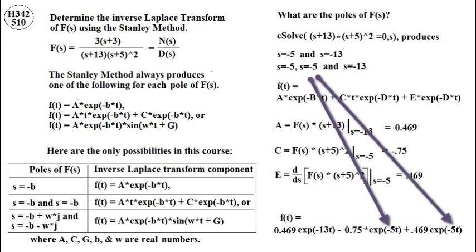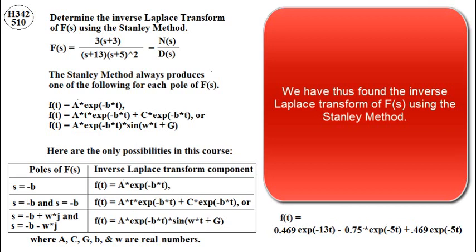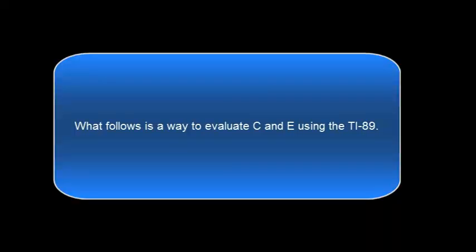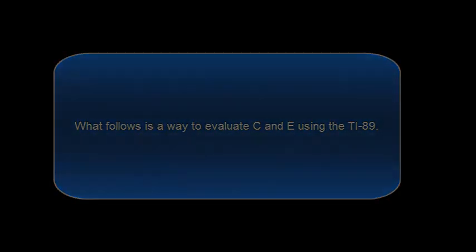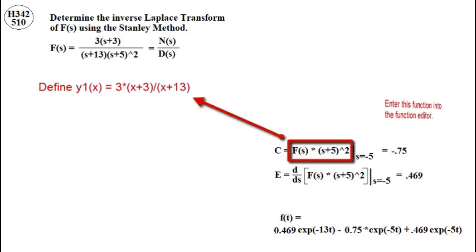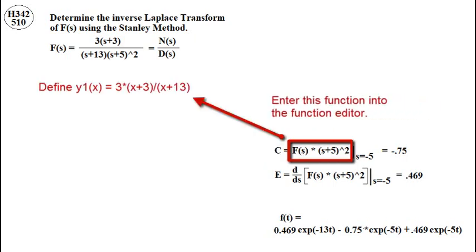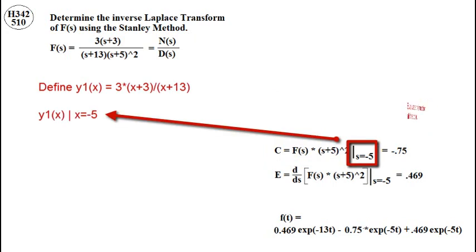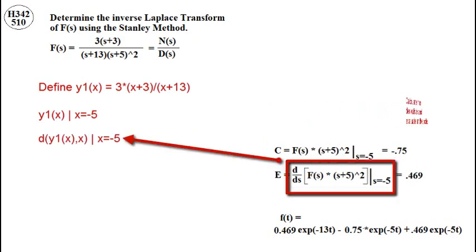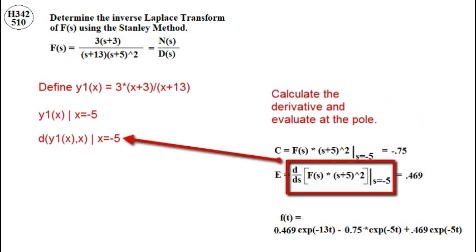We have thus found the inverse Laplace transform of the function using the Stanley method. What follows is a way to evaluate C and E using the calculator. First, calculate C. Enter this function into the function editor. Then evaluate the function at the pole. Then calculate E. Calculate the derivative and evaluate at the pole, all at the same time.